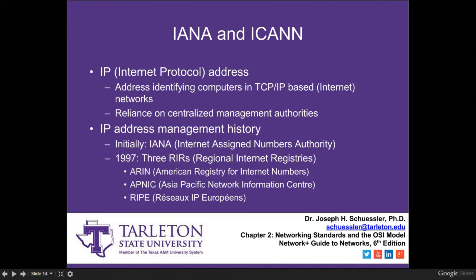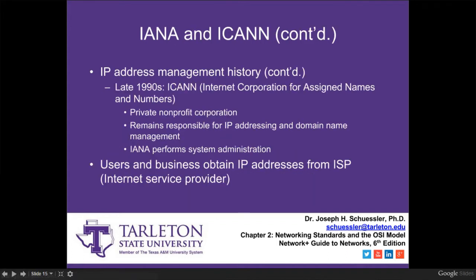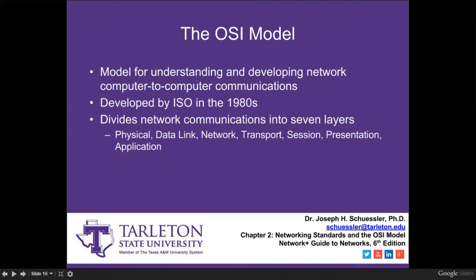IP address management historically was managed through IANA, and they were the ones that ran that. And IANA is still around, but their role has changed. In '97, 3 RIRs, Regional Internet Registries, were ARIN, APNIC, and RIPE. And in the late '90s, ICANN came around and essentially took over part of the function of IANA. It's a private nonprofit corporation, and they maintain the responsibility for IP addressing and domain name management, whereas IANA performs system administration. So IANA is still around, just their role has changed a bit. Users and businesses obtain their IP addresses from their ISP.